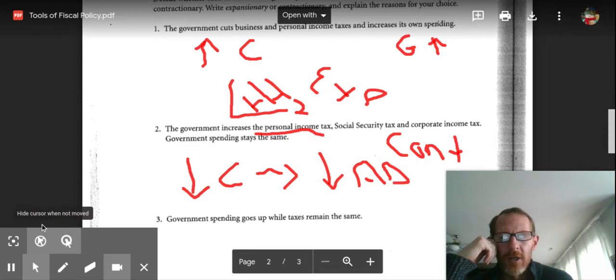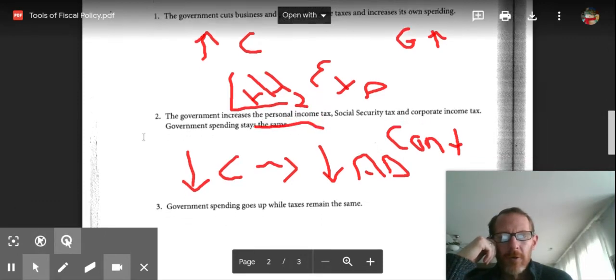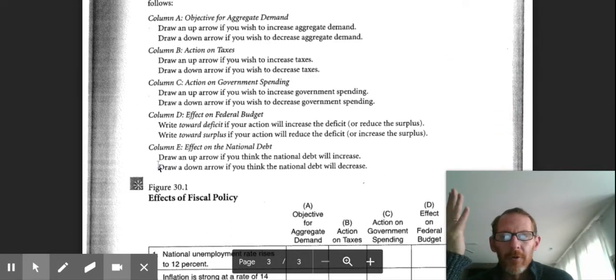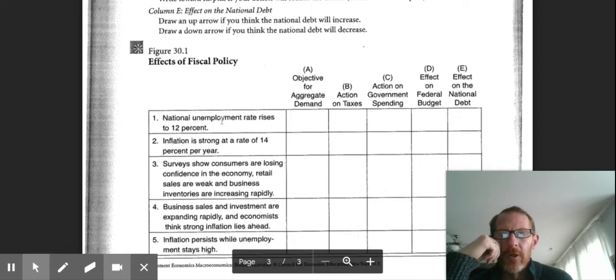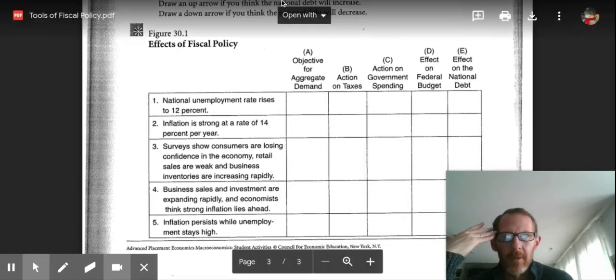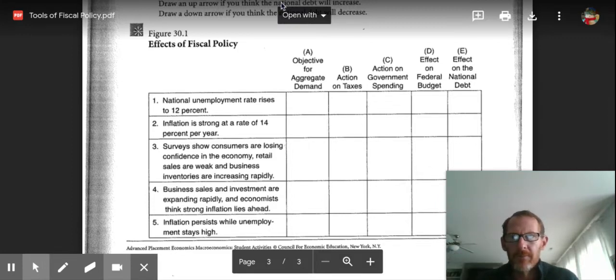Okay, so what I want you to do now is question 3 and question 4, and then go ahead and look at questions 1 through 5. I want you to figure out what we need to do and what will happen as a result of that. Also keep in mind that while we're doing this, our debt is affected, right? So I'm going to show you our debt clock now. Let's see if this works.